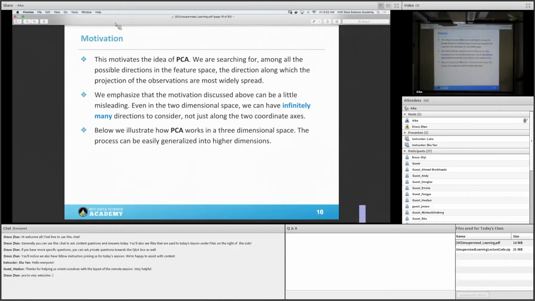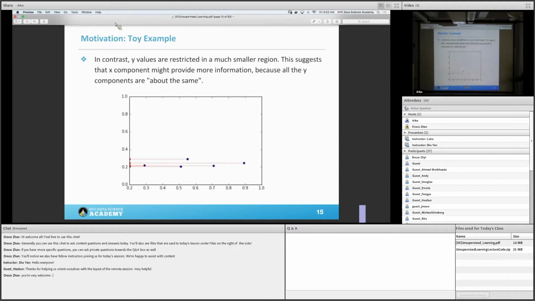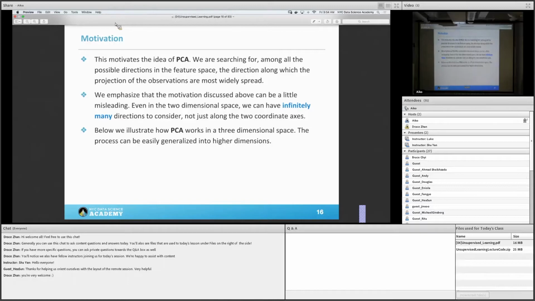We emphasize that the motivation discussed above can be a little misleading, because in two-dimensional space we can have infinitely many directions to consider. By this, we mean we don't only consider the x-axis and y-axis; instead, you can use the diagonal line or whatever slope you consider and project to that direction. So there's no reason to only consider the x and y directions, but we simplified the discussion. In general, you need to consider infinitely many directions in order to find the best one, in the sense that the observations, after you project to that direction, become most widely spread.